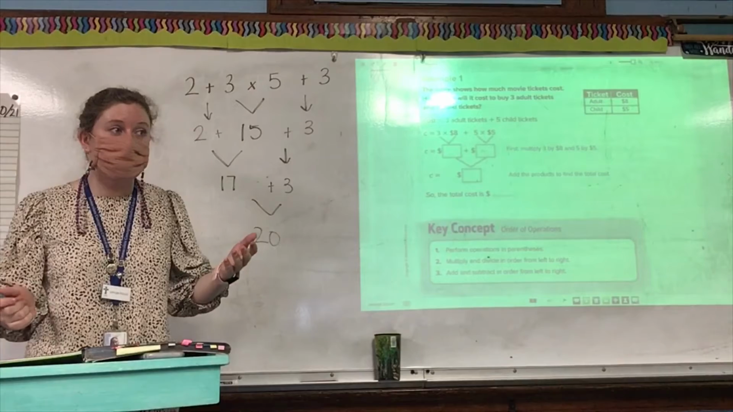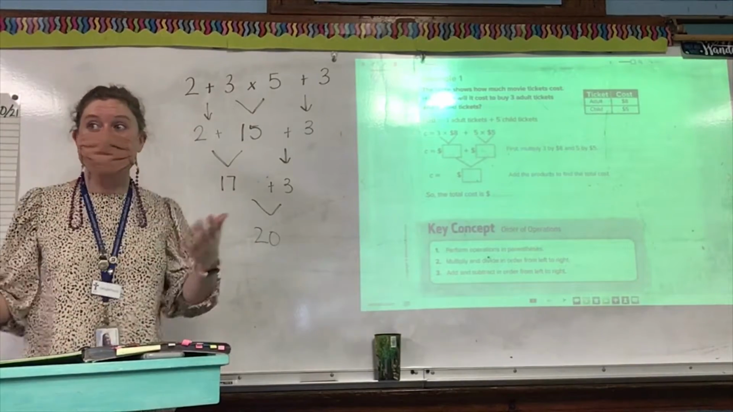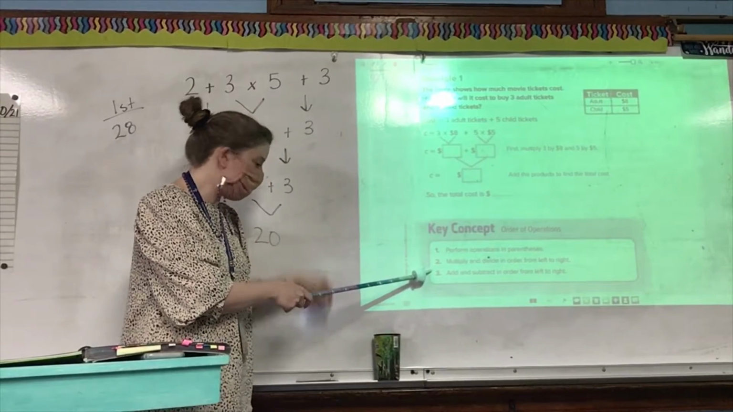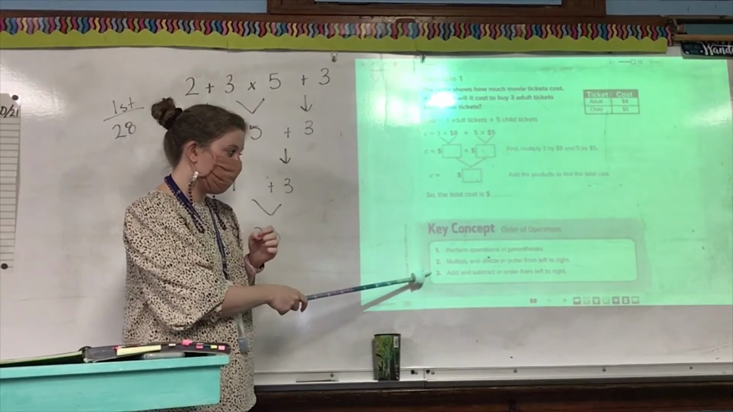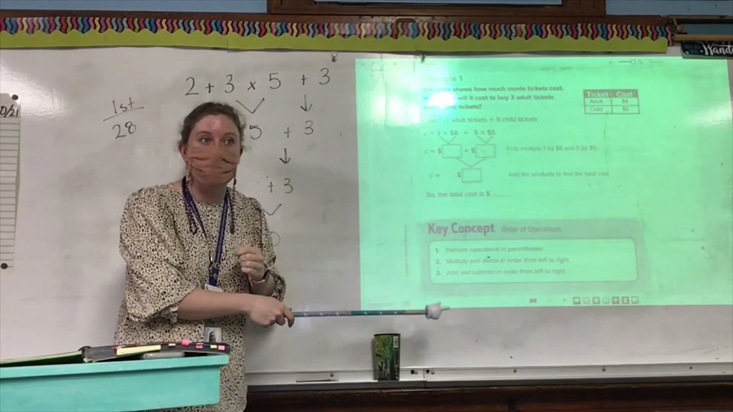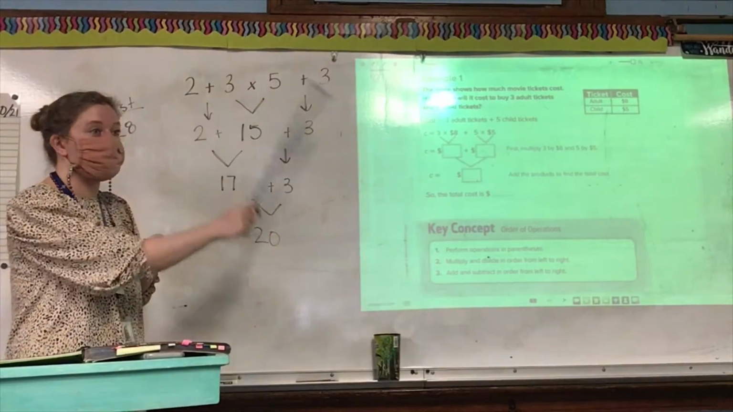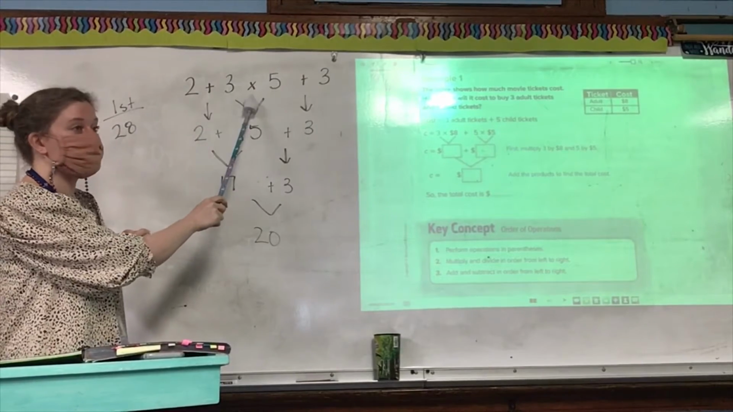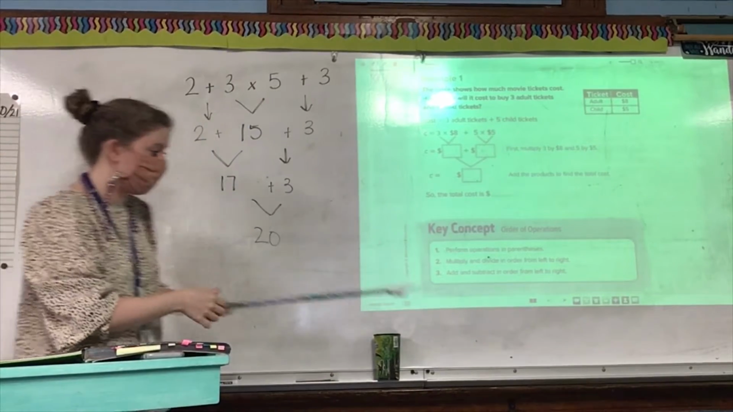Then, once you're done multiplying and dividing, or if there is no multiplication or division, what do you do third? Michaela. You add and subtract in order from left to right. That doesn't mean add first, then subtract. It means if there's subtraction here and addition here, you do the subtraction first.